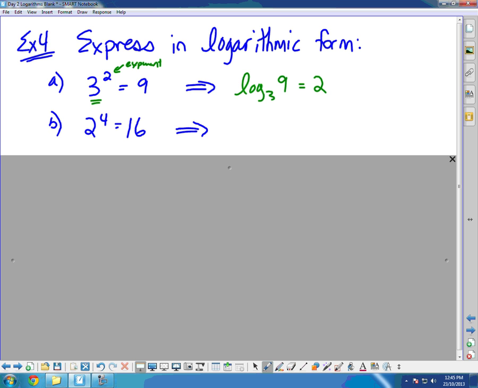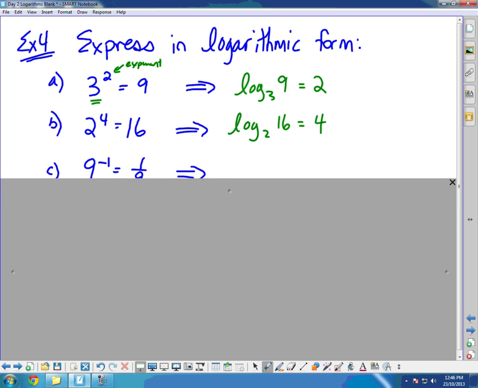Try it again. And if someone wanted to actually put up their hand and try it, they could. Like, let's say Tiffany. What do you think it is? Oh, Tiffany, I'm sorry, that's way wrong. The right answer is log with a base of 2, the answer 16, and the exponent is 4. Log 16 base 2 equals 4.